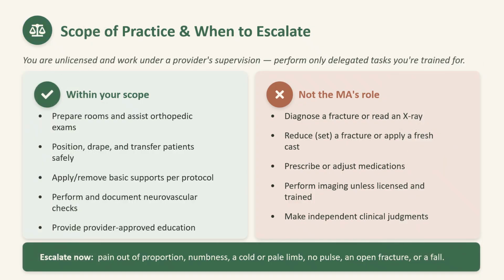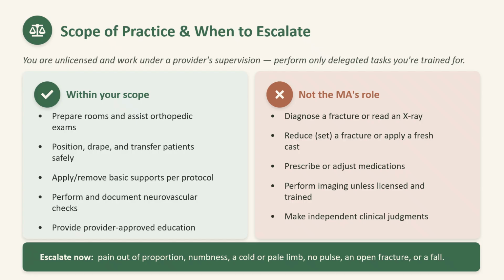The last professional topic is your scope of practice. Medical assistants are unlicensed personnel. Your authority comes from your supervising provider's license, so you perform only tasks that have been delegated to you and that you're trained and competent to do. On the left, within your scope, everything we covered today: preparing rooms and assisting orthopedic exams, positioning, draping, and transferring patients safely, applying and removing basic supports per protocol, performing and documenting neurovascular checks, providing provider-approved education.